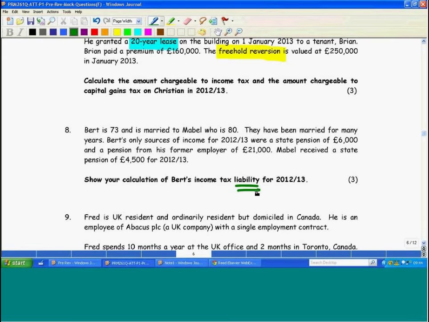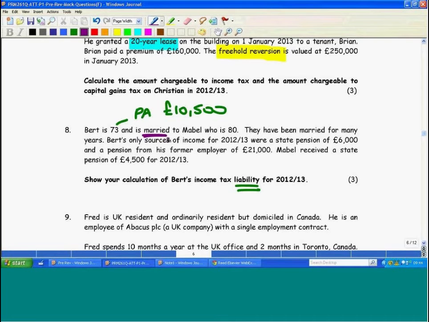Now, Bert is 73, so if I glance at my tax tables, I can see there that Bert is going to be entitled to the older person's personal allowance of £10,500. Now, he's married. Alarm bells go off. He's married. What do I need to consider? Well, I need to consider the married couple's allowance.